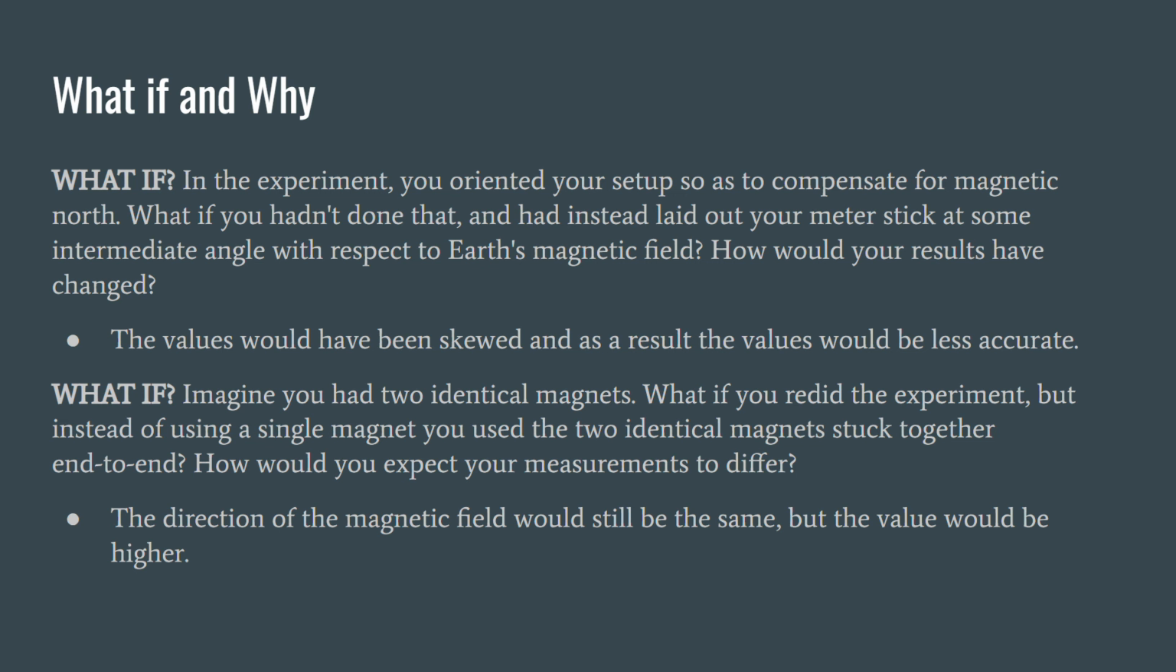And another what if, imagine if you had two identical magnets. What if you redid the experiment, but instead of using a single magnet, you used the two identical magnets stuck together end to end? How would you expect your measurements to differ? Well, the direction of the magnetic field would still be the same. However, the value would be higher.